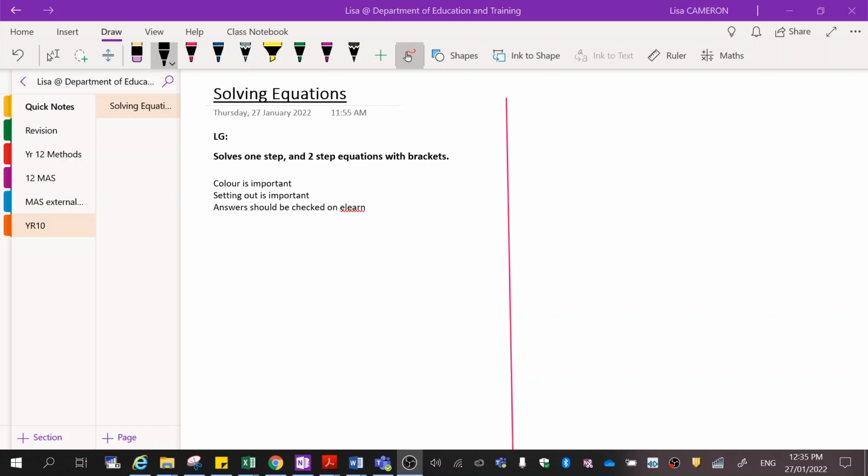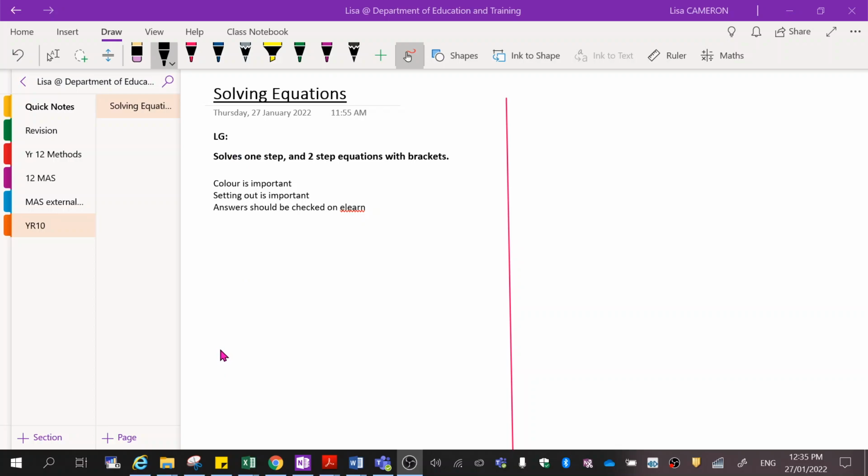Now, a couple of things I want to stress before we start is colour is important. You can see that my book looks like your book. So I've got my margin down the centre, I've got my title that's underlined, I've got my learning goal. Your book should look the same. So if I change colours, it means that I expect you to change colours. If I'm taking notes, I expect your book to look the same.